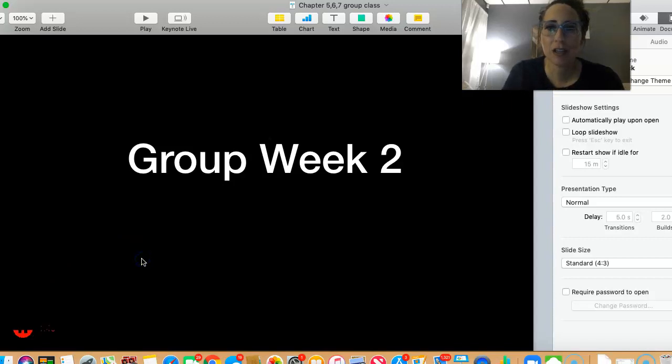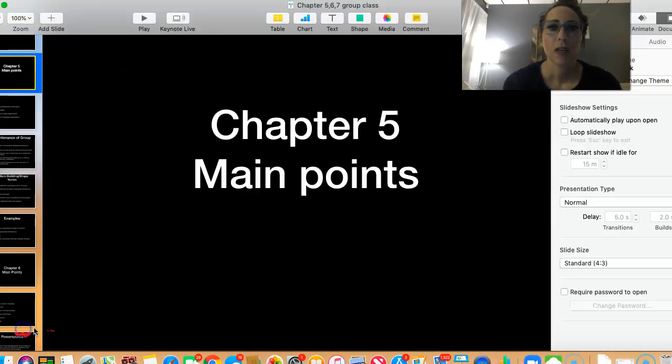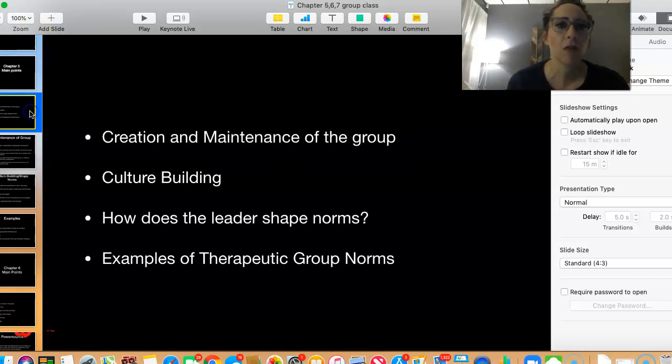So looking on to group week 2 here, over some main points of each chapter. There's a lot of information in these few chapters, so I'm trying to hit main points, and I tried to break it down as best as I can, even while I was going through the text. So chapter 5's main points is talking about culture building, how does the leader shape norms, examples of therapeutic group norms, creation and maintenance of the group.